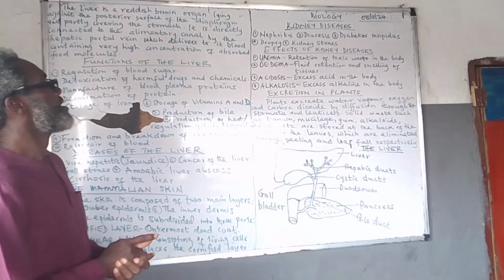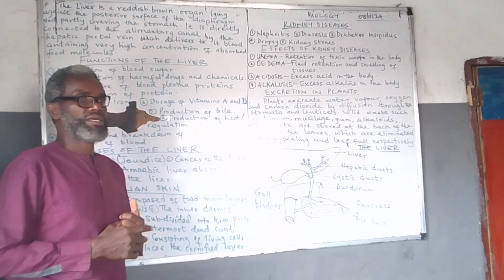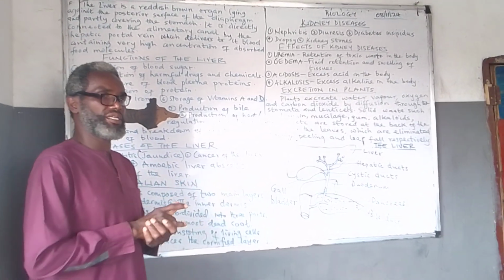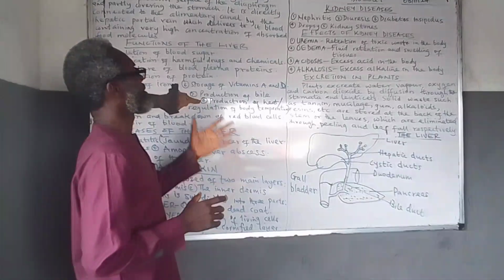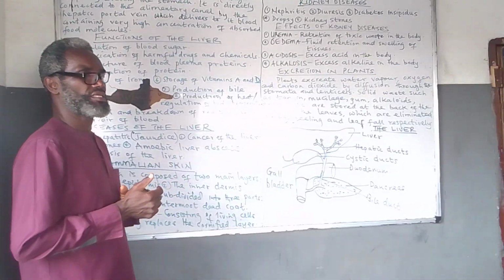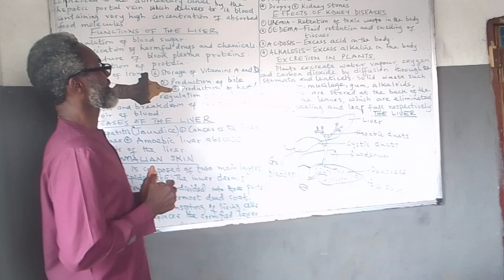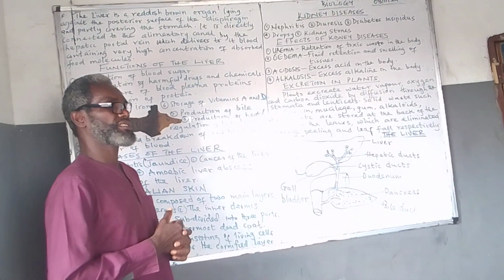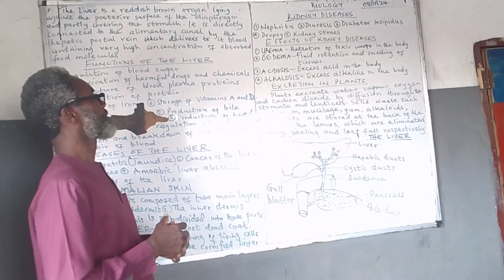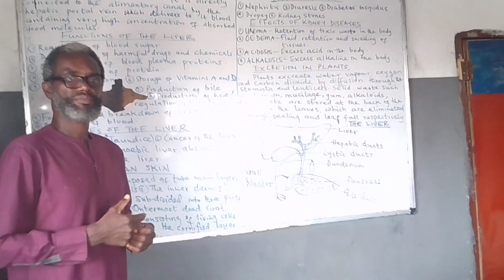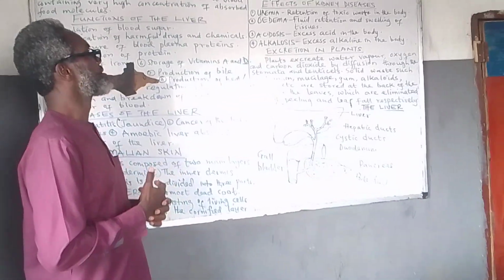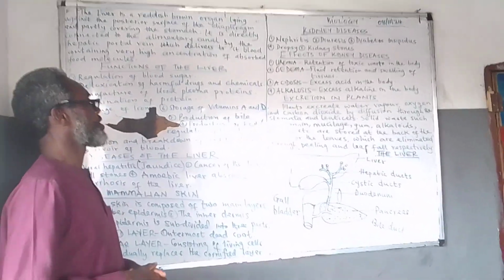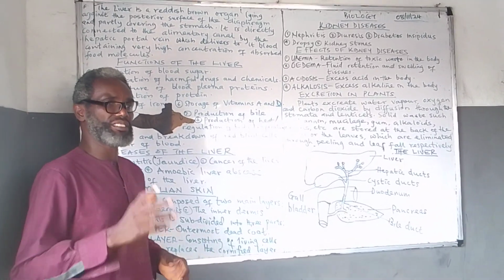So, diseases of the kidney. Number one, nephritis. Then we have diuresis. We have diabetes insipidus. We have hydropsy, the kidney stone, and others. So, what are the effects of kidney diseases?